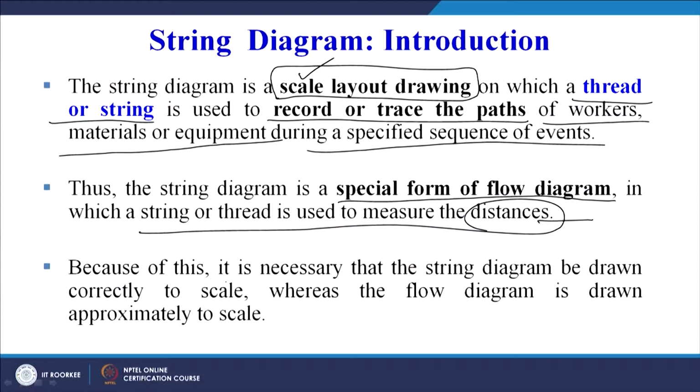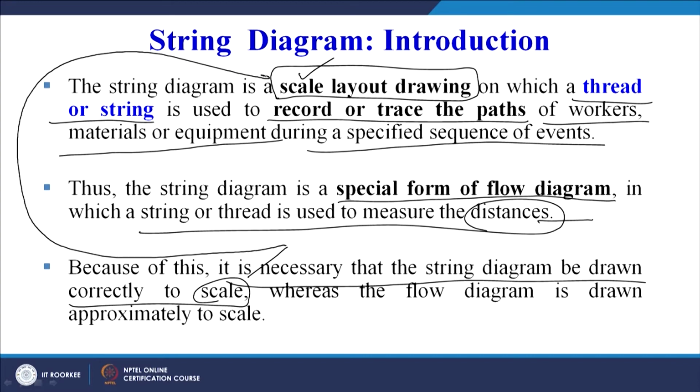So, there can be a scale that 1 centimeter is equal to 1 meter or 1 centimeter is equal to 5 meters. So, as per that scale we can calculate what is the total distance travelled by man or the machine in the work area or in the workspace. So, basic purpose is to minimize the travel in the shop floor or in any working area. Because of this distance that we are able to manage or measure, it is necessary that the string diagram be drawn correctly to scale, which is very important, and which has already been highlighted in the basic definition also.